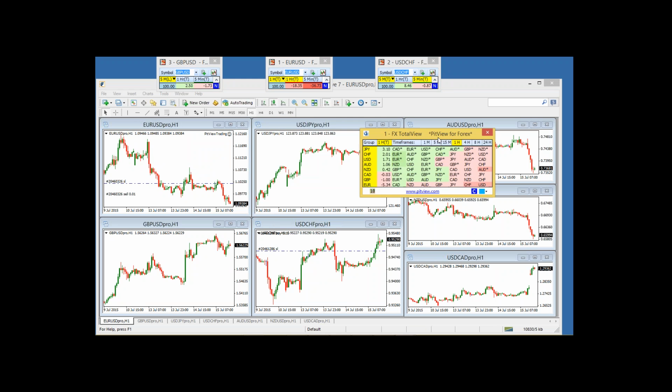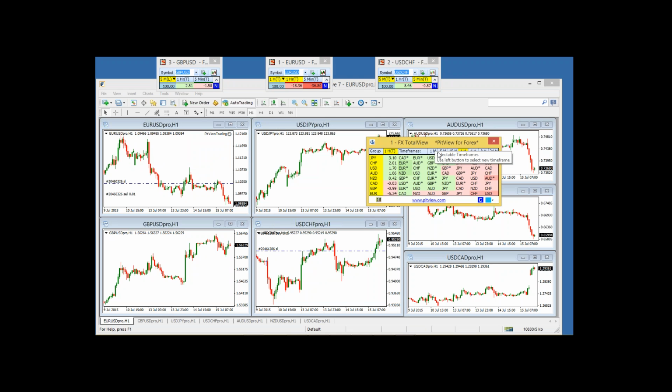So once you get those done, you apply it, and you can see up in here under your total view that you have all these different time frames listed here at the top. And then all you have to do is left click, and it will take you through each time frame: 24 hours, 8 hours, 4 hours, 1 hour.